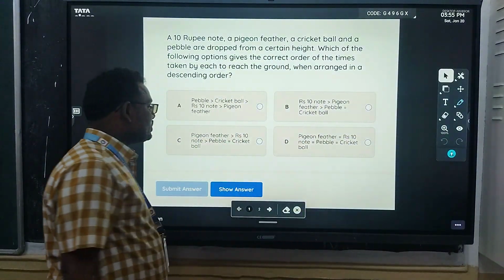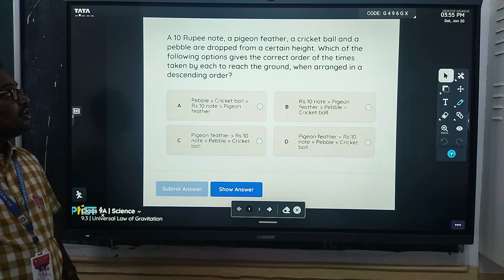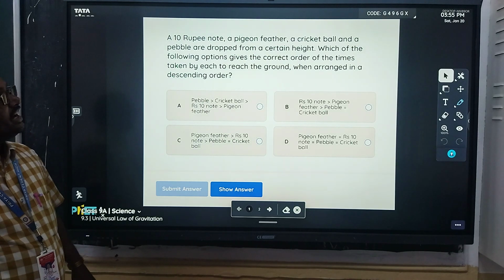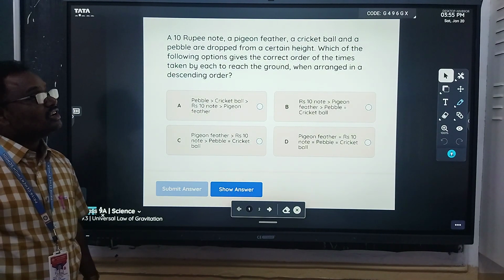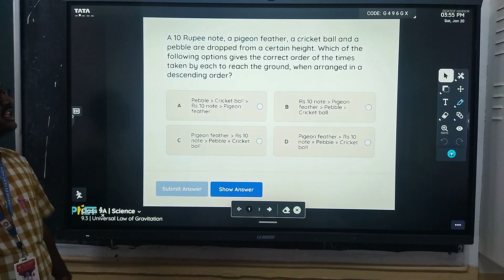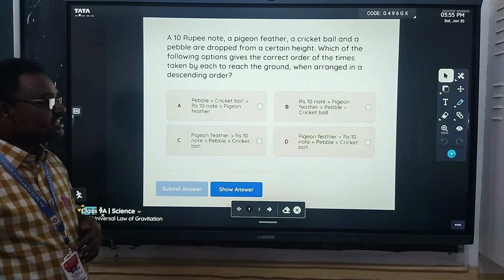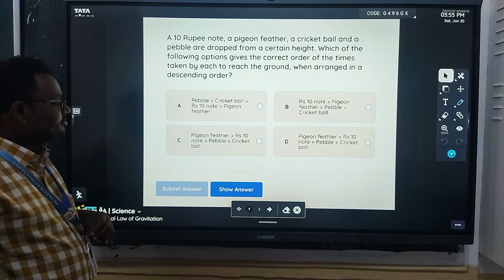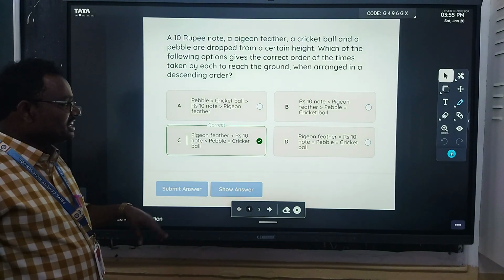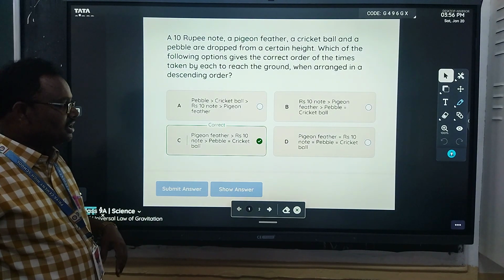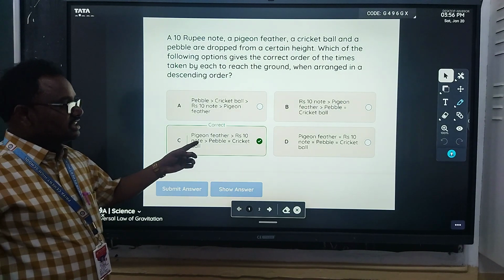Okay, so what are we dropping here? A 10 rupee note, a pigeon feather, a cricket ball, and a pebble. Which option gives the correct order of the times taken by each to reach the ground in descending order? You can see the answer. Pigeon feather first, later the 10 rupee note, afterwards the pebble, last the cricket ball.